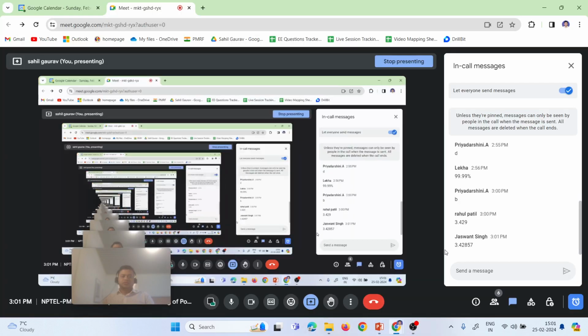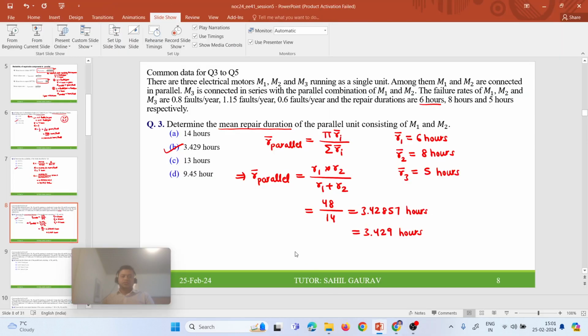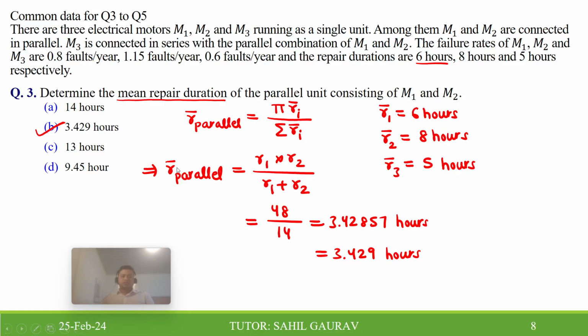Yes, Rahul Patil, just one thing. Both of you are correct. So now let us see the next problem.